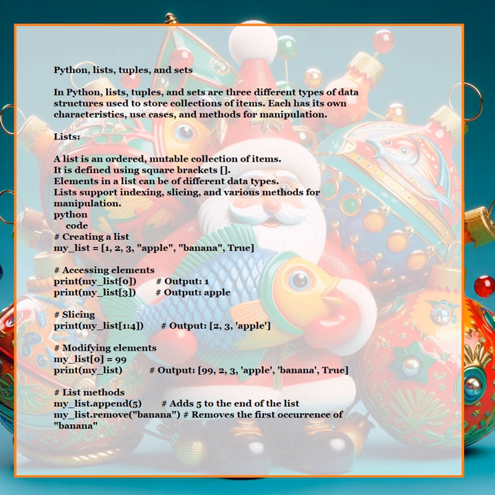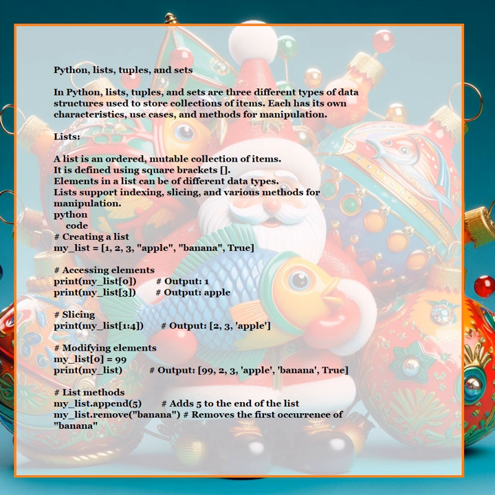Python code. # Creating a list. my_list = [1, 2, 3, 'apple', 'banana', True]. # Accessing elements. print(my_list[0]) # Output: 1. print(my_list[3]) # Output: apple. # Slicing. print(my_list[1:4]) # Output: [2, 3, 'apple'].